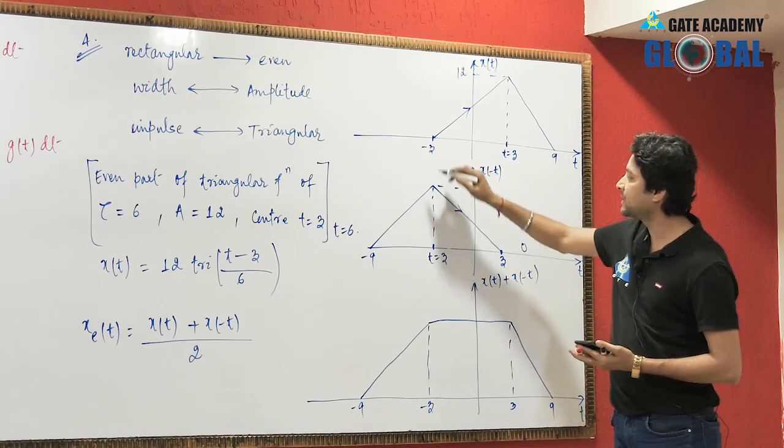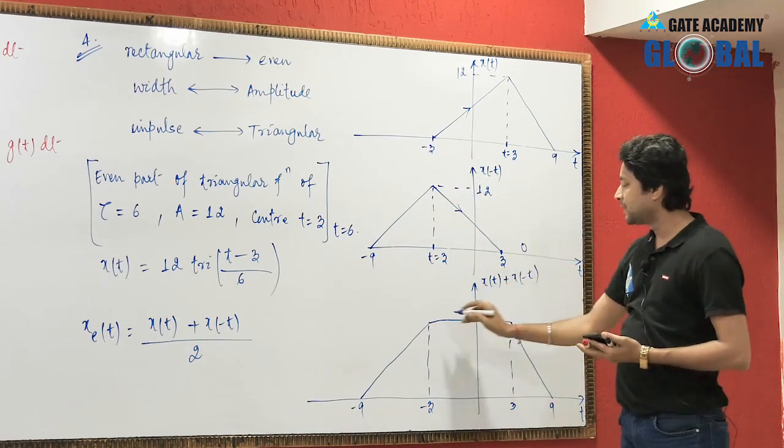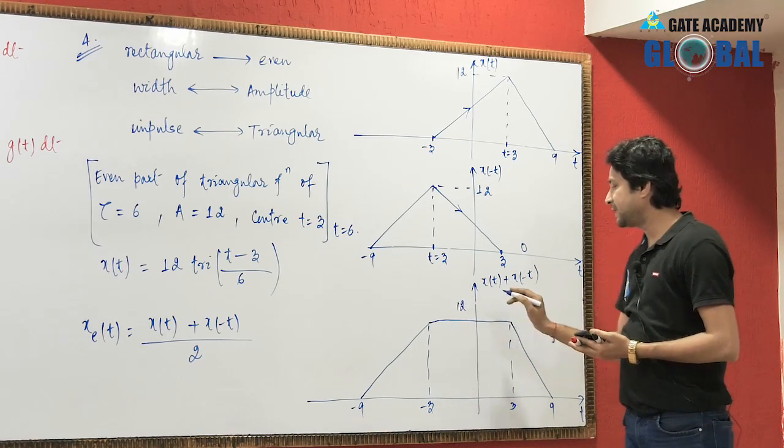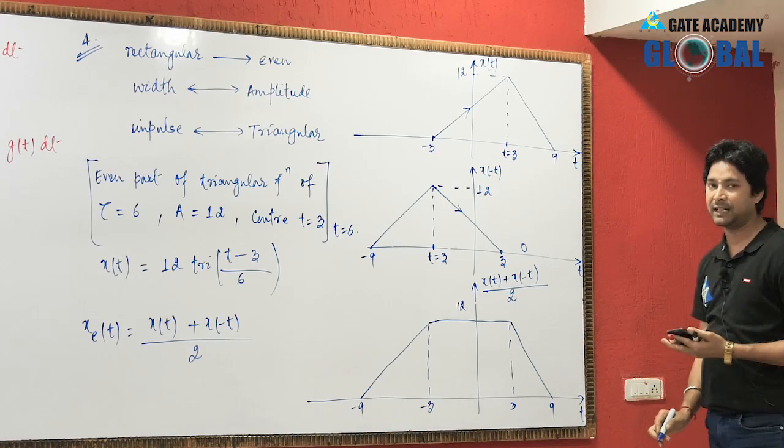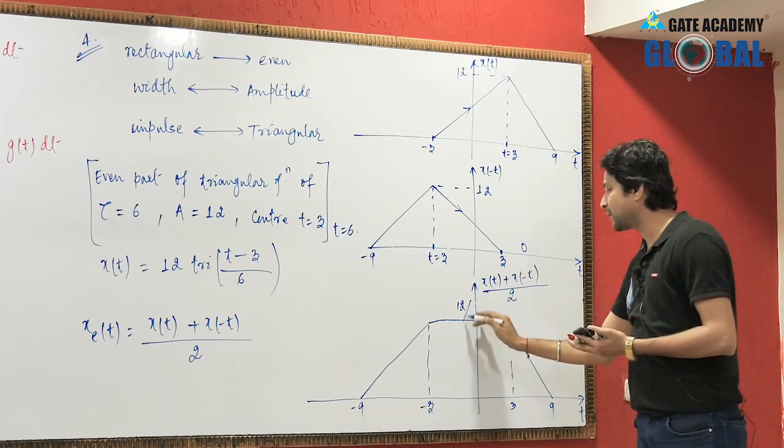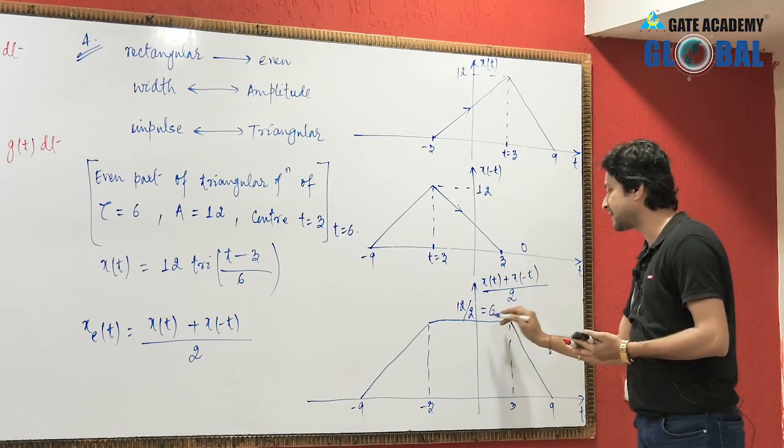As this function is increasing from 0 to 12, so this value must be 12. But now if you find out the value of (x(t) + x(-t))/2, then this value will also get divided by 2 and it will be 6 only.